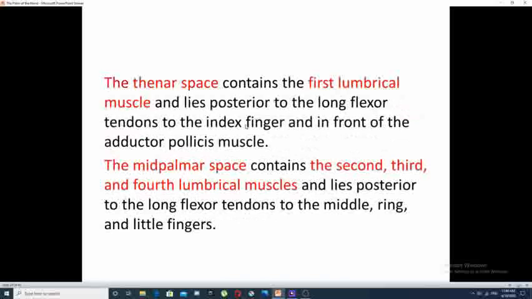The thenar space contains the first lumbrical muscle and lies posterior to the long flexor tendon to the index finger and in front of the adductor pollicis muscle. The midpalmar space contains the second, third, and fourth lumbrical muscles and lies posterior to the long flexor tendons to the middle, ring, and little fingers.